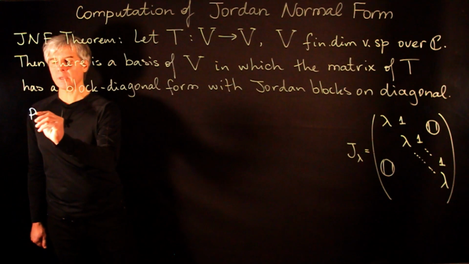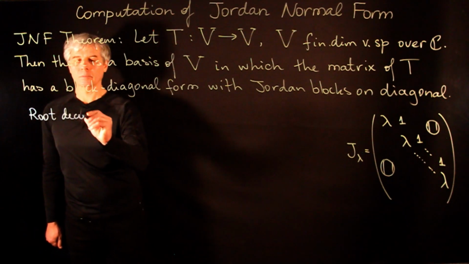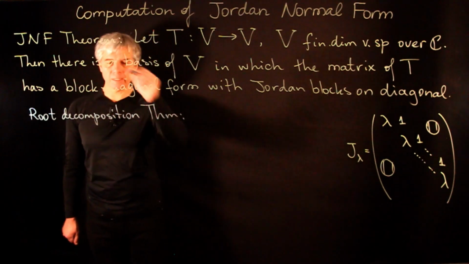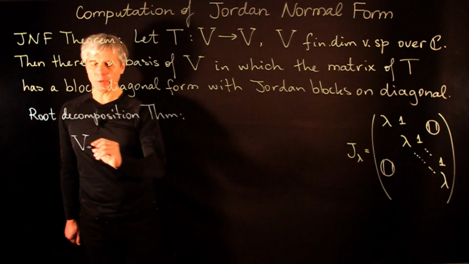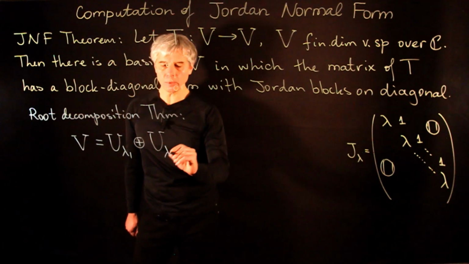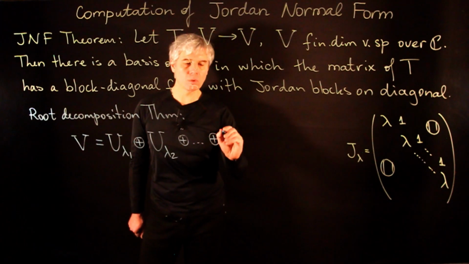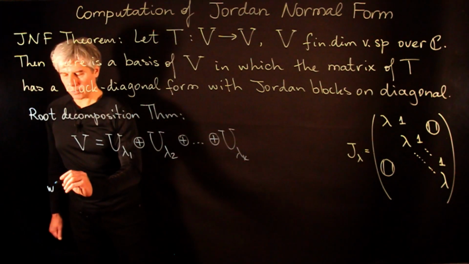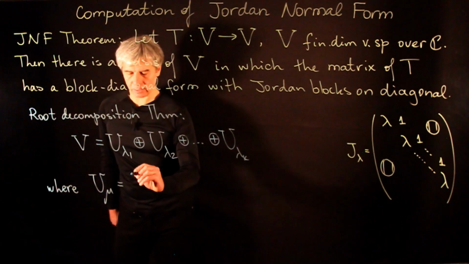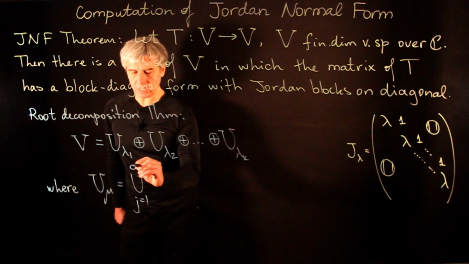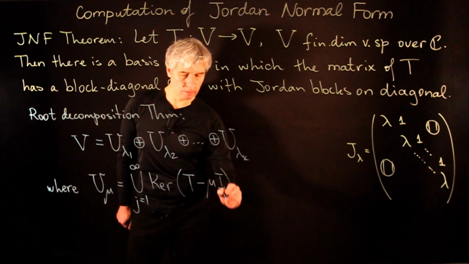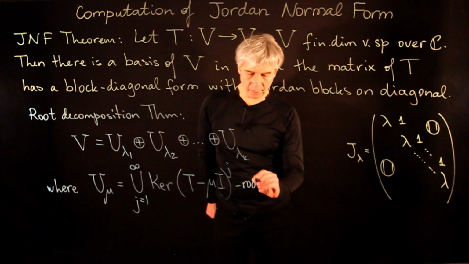We have already proved the root decomposition theorem, which says that in this setting, V can be written as the direct sum of root spaces U lambda 1 plus U lambda 2 plus up to U lambda k, where the root space U mu is defined as the union, j goes from 1 to infinity, of kernels of T minus mu I to the power of j. So this is the root space.